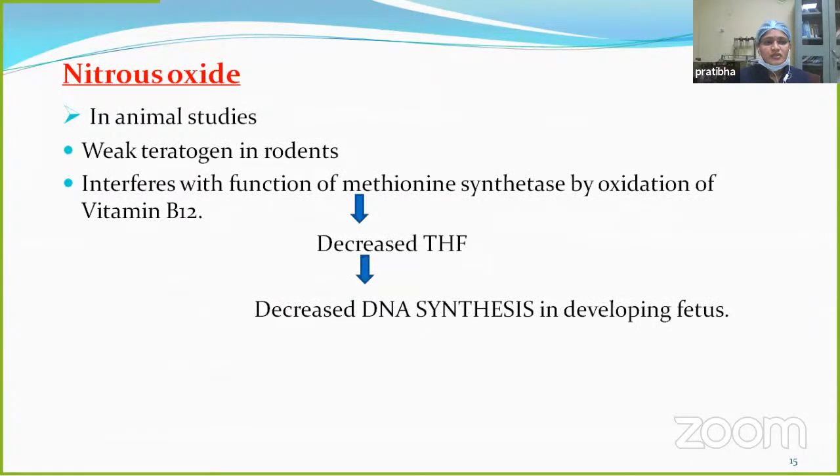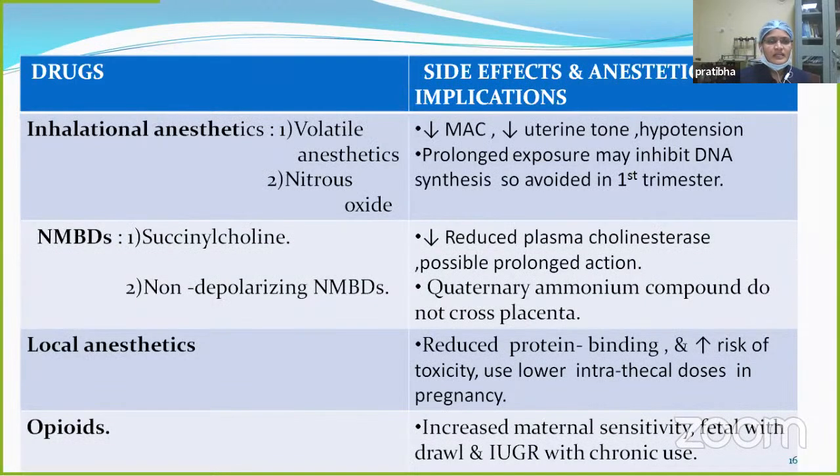Coming to nitrous oxide, in animal studies it is a weak teratogen in rodents. It interferes with the function of methionine synthase by oxidation of vitamin B12, and it decreases tetrahydrofolate synthesis, which is required for DNA synthesis. Due to the decrease in tetrahydrofolate, there will be decreased DNA synthesis in the developing fetus. And now some of the drugs, their side effects, and anesthetic implications.